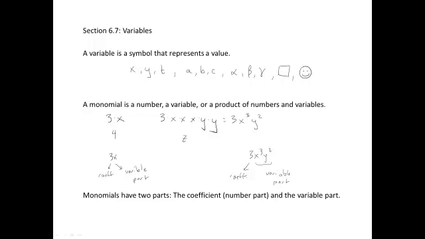Now there is a special case to be aware of, which is when you have a variable by itself, such as z. The coefficient of this is actually a 1. We call this an implied coefficient because z is the same as 1 times z. And later on we'll see another reason why this 1 becomes important.